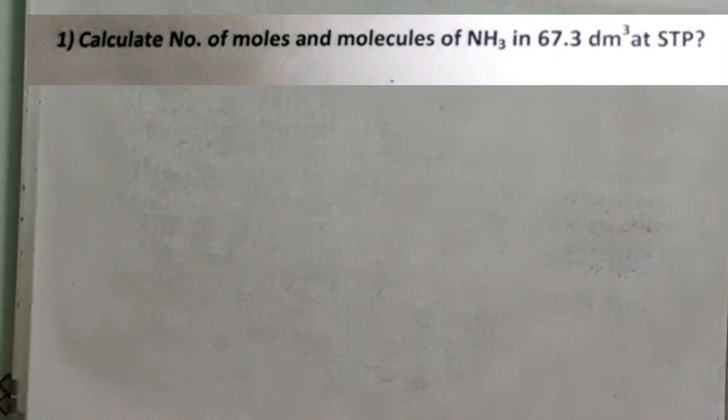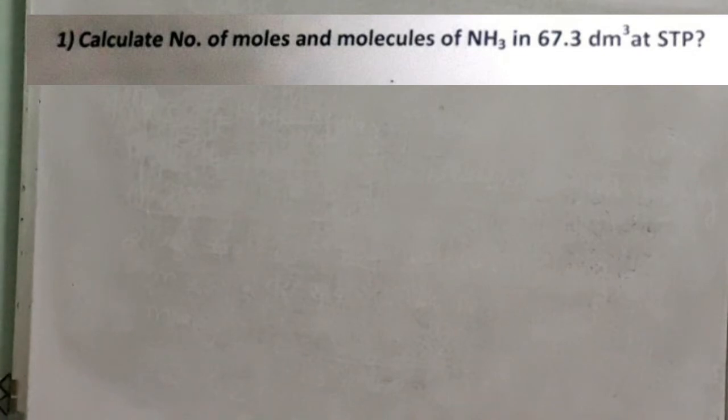See now which question appears on your screen after this. The question coming over here is like this: calculate the number of moles and molecules of NH3 in 67.2 dm cube of it at STP. Here he wants to know two things. First, the number of moles, and then from that number of moles calculate the number of molecules also.